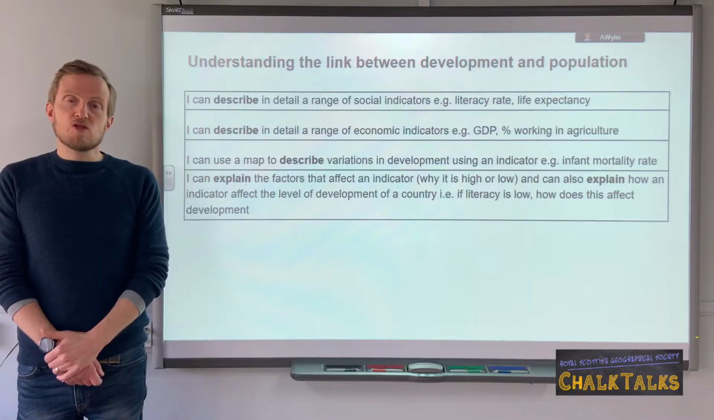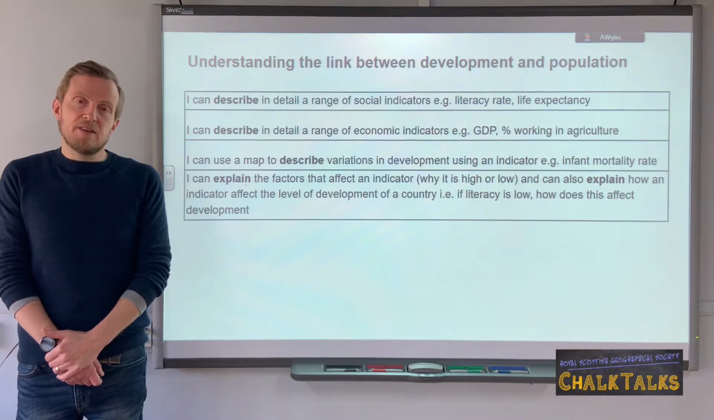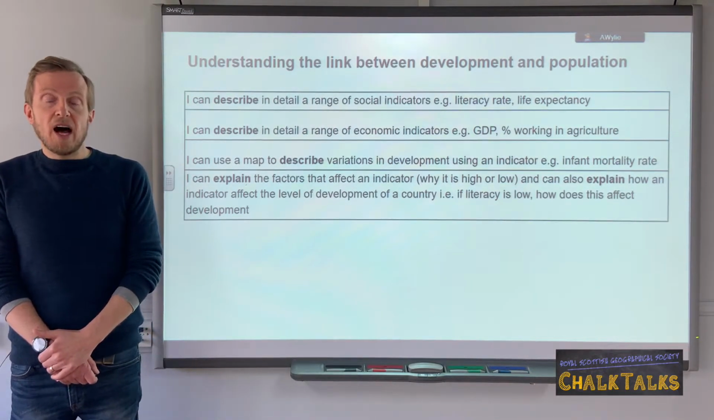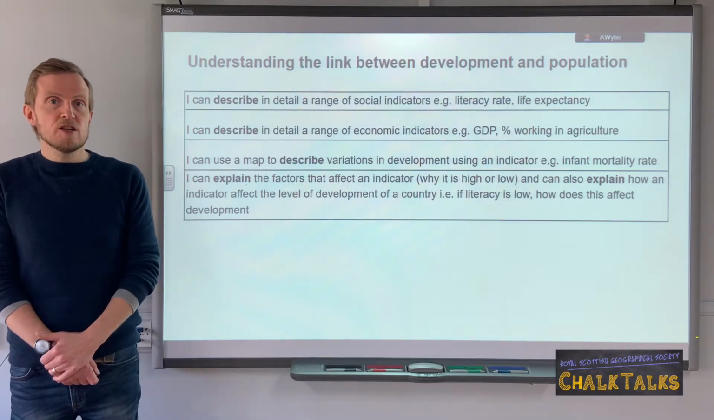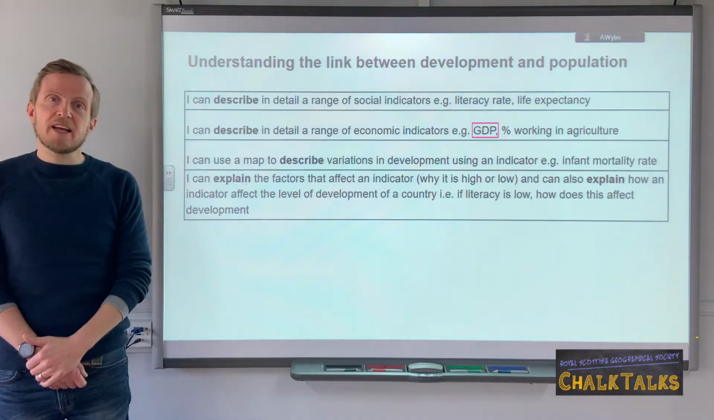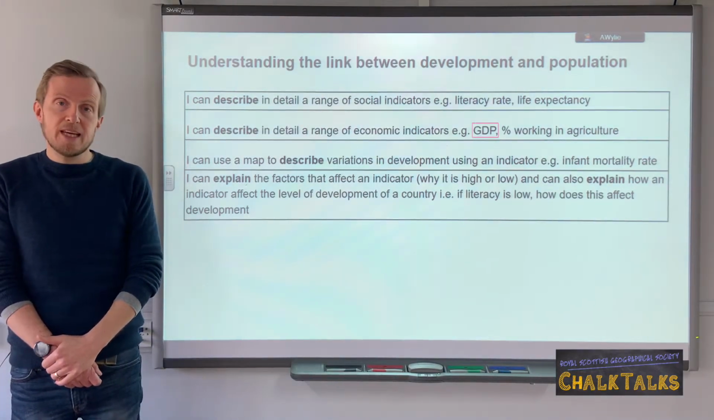Describing involves giving the pattern on the map that you're given. If this is a world map, for example, you might be identifying areas of the world that have high amounts of whatever data you're presented. So for example, if it was gross domestic product or GDP, you might be identifying areas in Europe that have very high levels, and you would be giving information from the key.